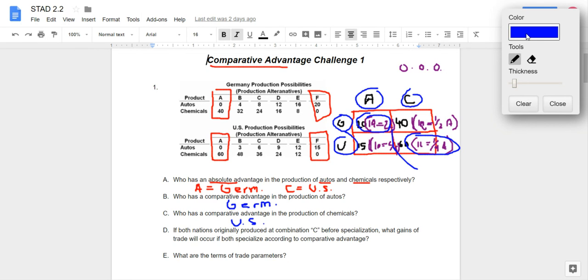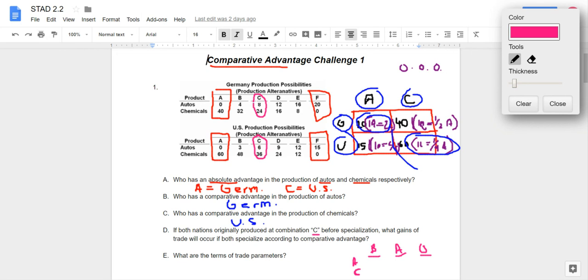Okay, now the next question is asking about gains from trade. It says, if we originally started at combination C, both nations did, what gains of trade have occurred? So what it's saying is we used to be right here before specialization, right? So now we have to do our before and after. So I'm going to put B and after, and then I'm going to put G for gains, okay? And then we have automobiles and chemicals are our two products where we can see gains.